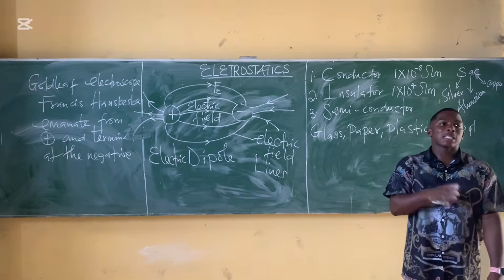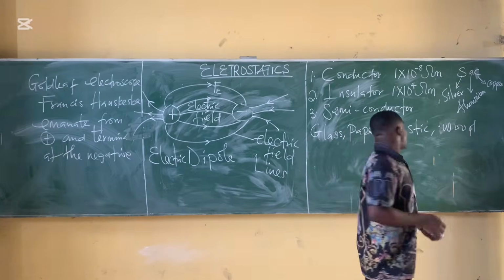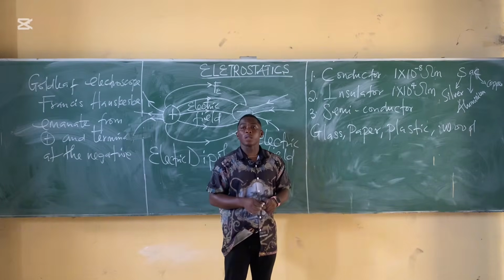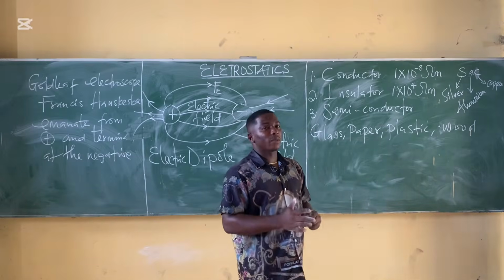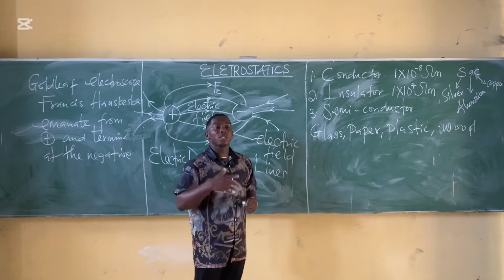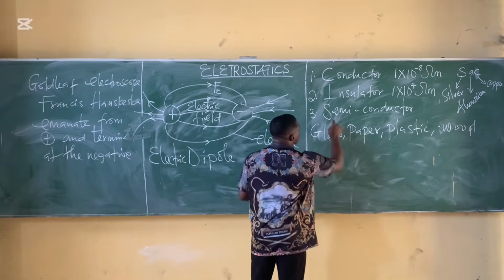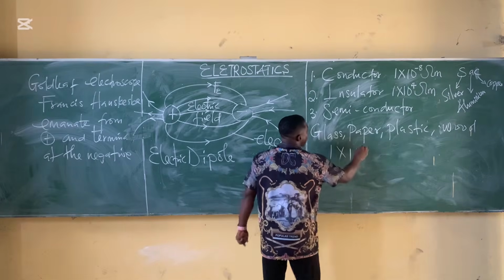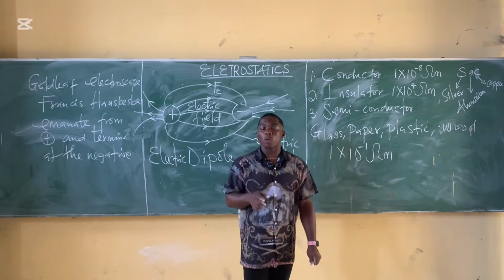Semiconductors are materials that have resistivity in between conductors and insulators. Please take note of this. The resistivity of semiconductors is 1 times 10 raised to the power minus 1 ohm meter.